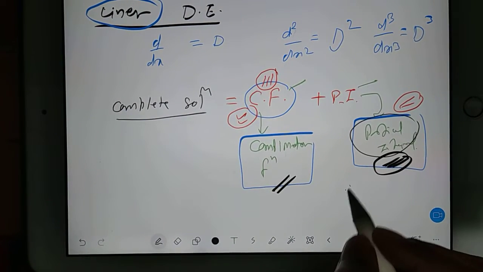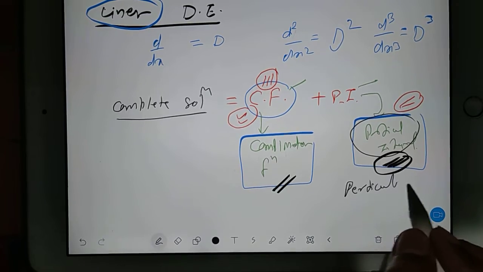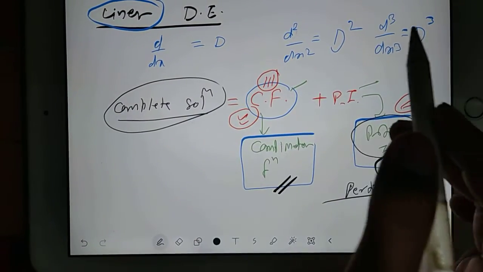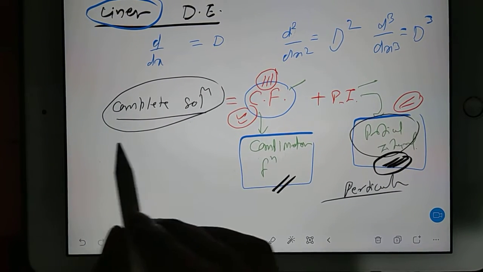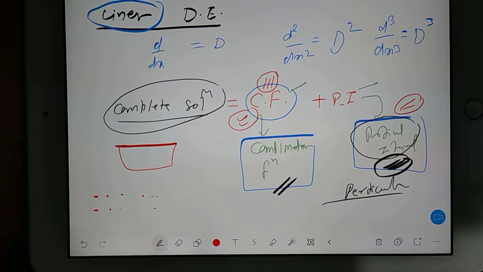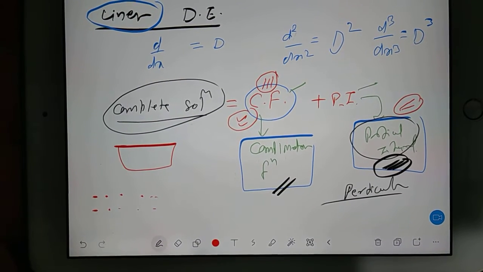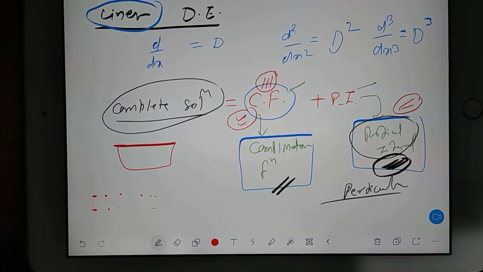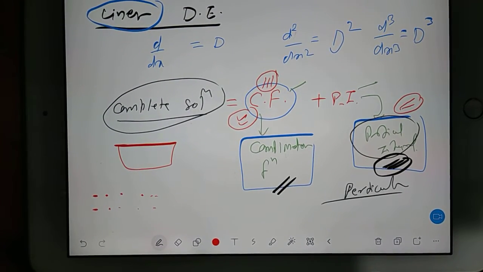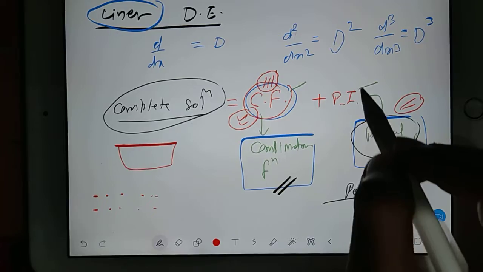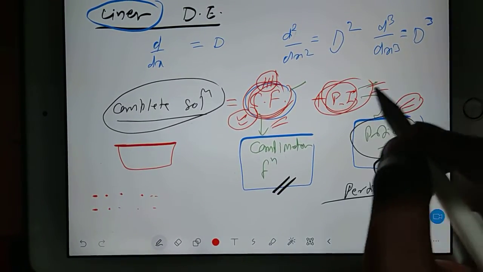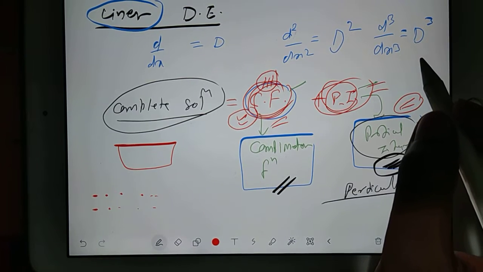Particular, P-E-R-T-I-C-U-L-A-R, particular integral. And sometimes they can ask for the complete solution. Sometimes they give you a differential equation and ask which of the following is the correct solution. In that case, it can be only the complementary function or only the particular integral, CF or PI. So just be habitual with these two words, CF and PI. First we'll understand CF and then later we'll understand PI. So let's understand how this works.